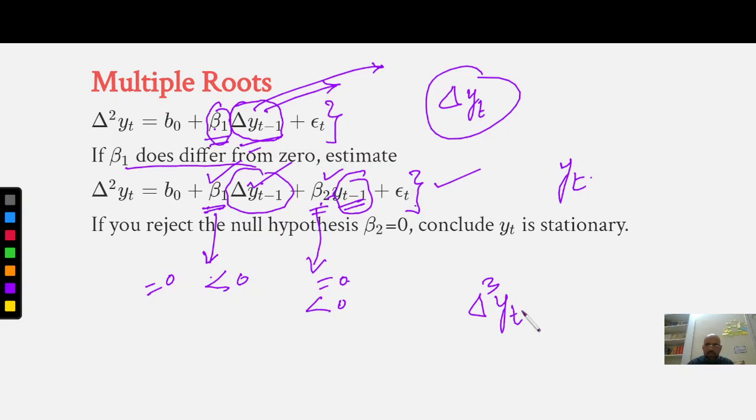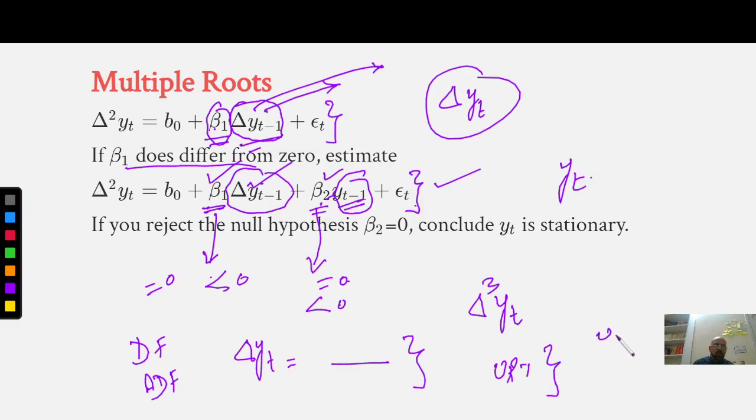So please keep on watching. In the next video, I'll try to explain this delta yt and why those lags are added, the Dickey Fuller test and augmented Dickey Fuller test derivation. And I shall also explain this unit root testing using R, with both libraries, urca and another library for time series, tseries.